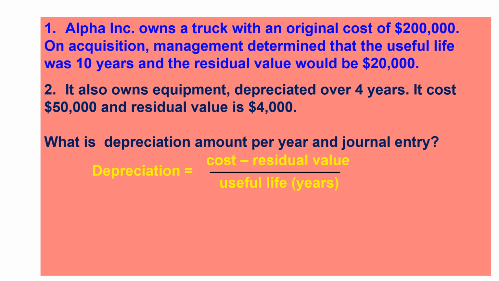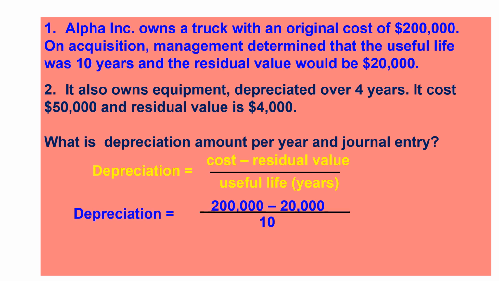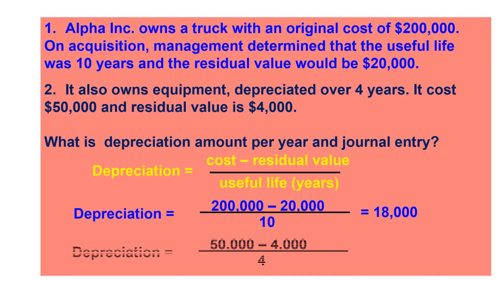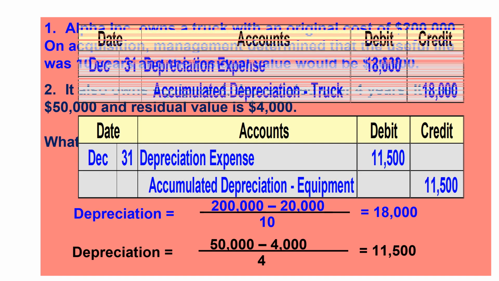Now the formula is this. Let's look at the truck first. So the cost is 200,000. The residual value is 20,000. We will divide that by 10 years to give us depreciation of $18,000. For the equipment, the cost is 50,000, residual value is 4,000, and divide by 4 years, the depreciation will be $11,500 per year. Once we know the amount, let's do the journal entries.